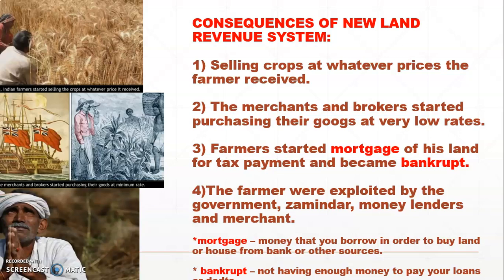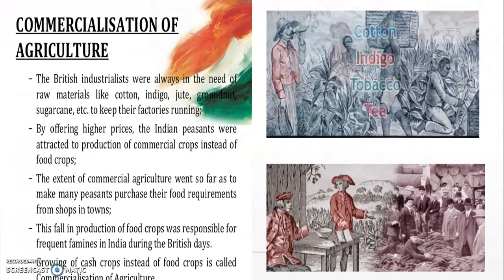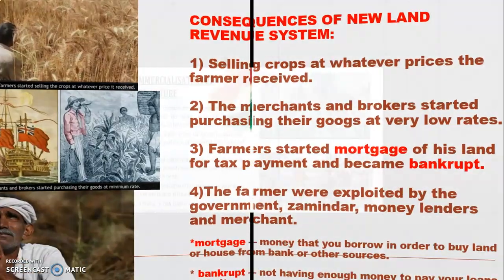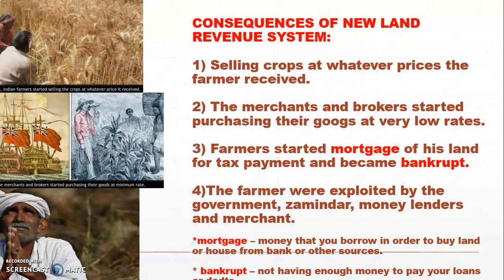Now what were the consequences of this land revenue system? The consequences were as follows. First, selling of crops at whatever prices the farmer received. Second, the merchants and the brokers started purchasing their goods at very low rates. There is a spelling mistake, it is goods, G-O-O-D-S. Third, farmers started mortgaging their land for tax payment and became bankrupt.